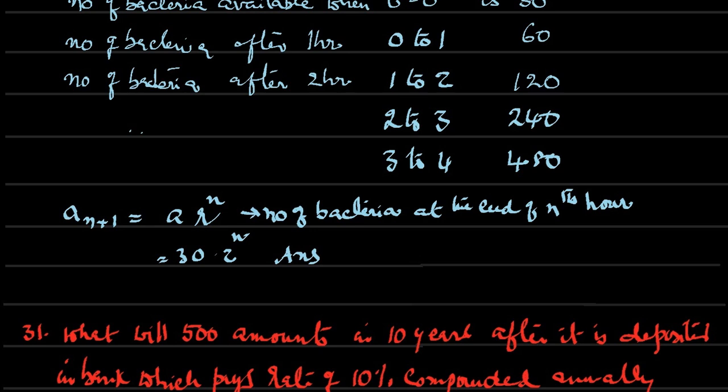We got it. And nth hour means you should take a r power n here. So a is 30, r is 2 power n. Why r is 2? Because it doubles every hour.